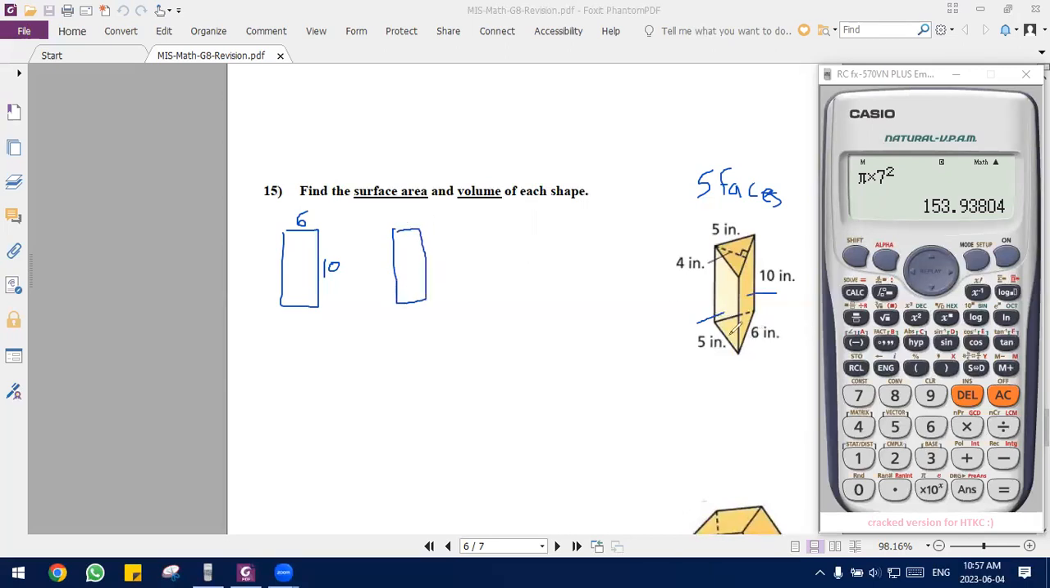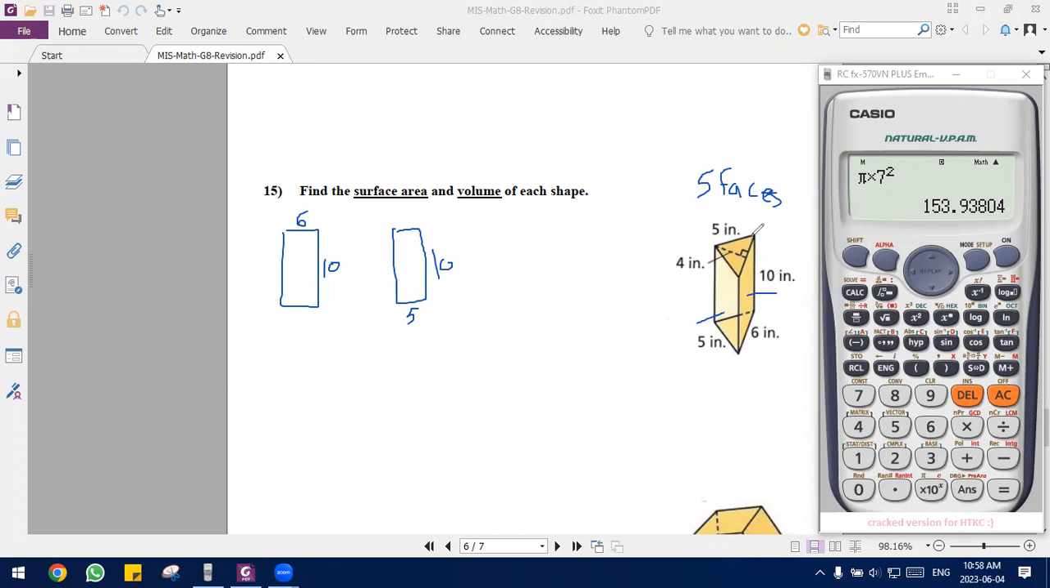It's 5 by, what's this side? When you don't see the side, check the opposite of it. Because here I'm dealing with rectangles. Opposite sides are equal. So this is 5, this is 10. 5 by 10.